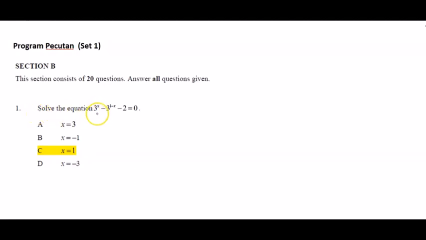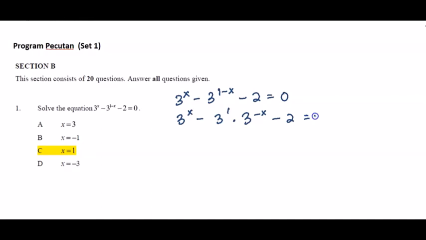Solve the equation 3 power of x minus 3 power of 1 minus x minus 2 equals 0. So again, you can check your answer if you have got it correctly and you know the solution pretty well. You can just proceed to the next question. All right, so here I'm going to separate the second term into 3 power of 1 multiplied by 3 power of negative x, minus 2 equals to 0.